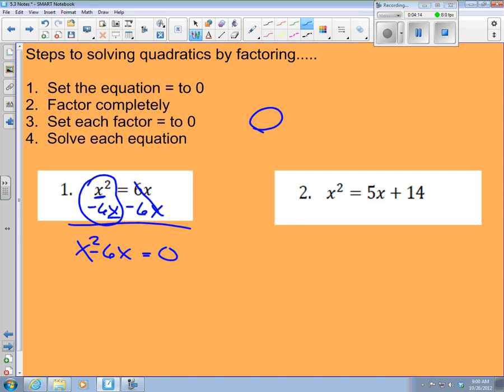Now, factor it. Well, I have 2 terms. One of them is x squared, one of them is 6x. I can use GCF. They both have an x in common, so I'm going to factor that x out. I'm left with x minus 6.